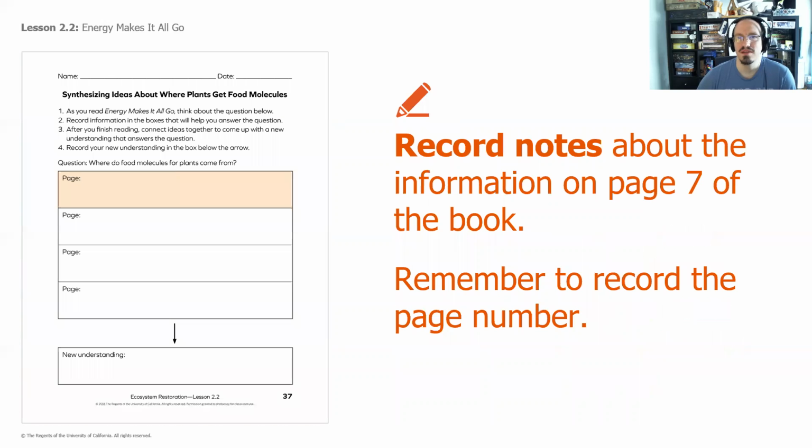So you're going to pick one of those ideas and record notes about the information on page 7 that we just looked at. Make sure we are recording the page number here also. We're going to do that in the very first box on our Google Doc. So page 7 should go right there. And there are many pieces of information that are important, and there's not one right answer for this. So the purpose here is to better understand the text and learn more about plants and food.